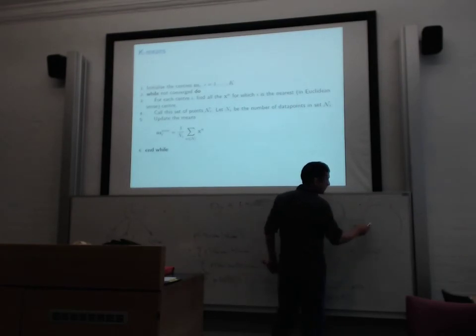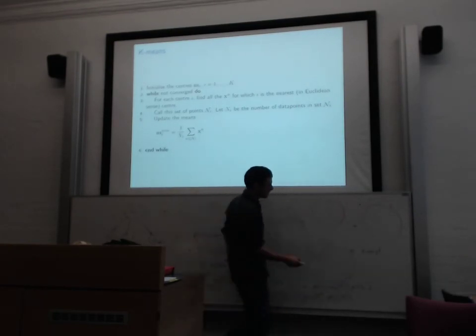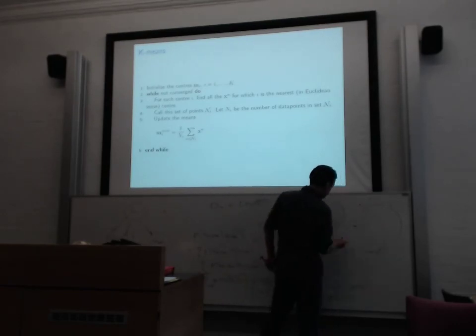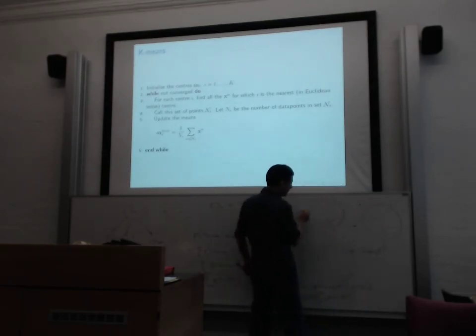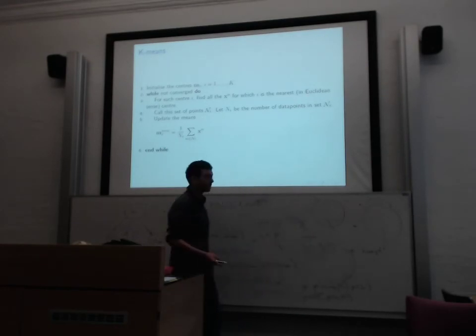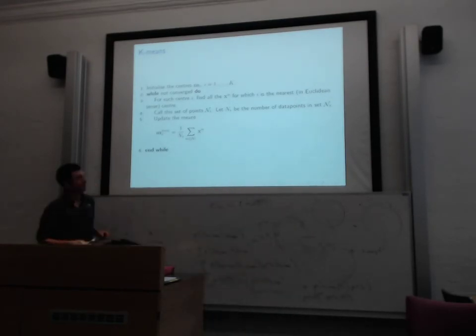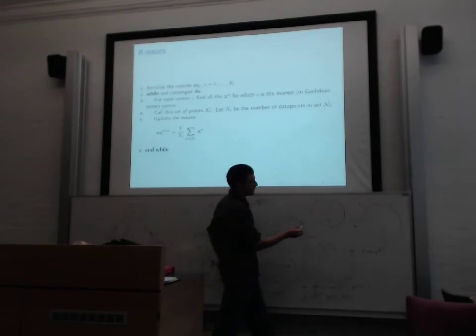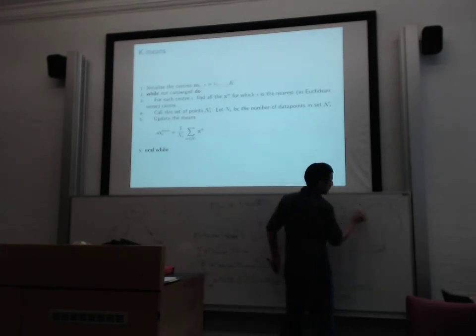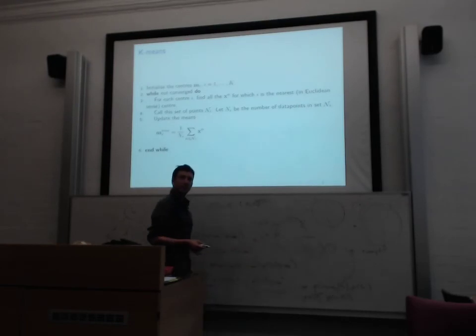In this case, this would be the closest center. I've got another data point here. It's also the closest center. So there are assignments of data points to clusters. Once I've done that, essentially, I take the mean of the data points which are assigned to the centers.